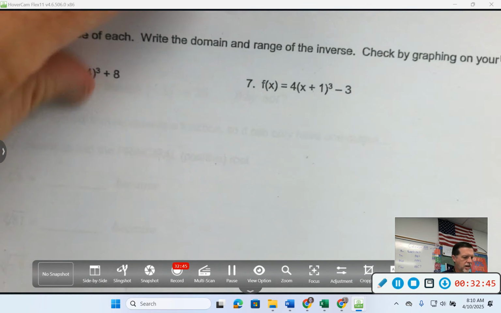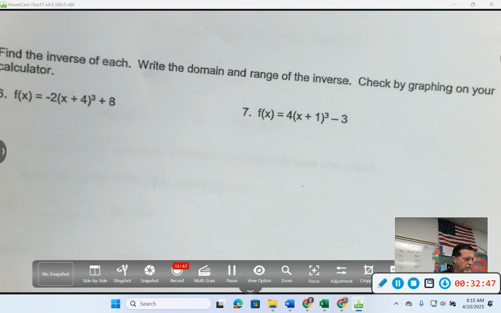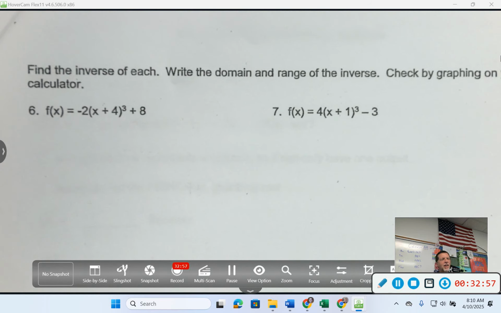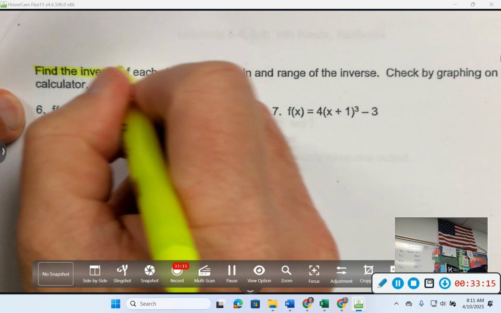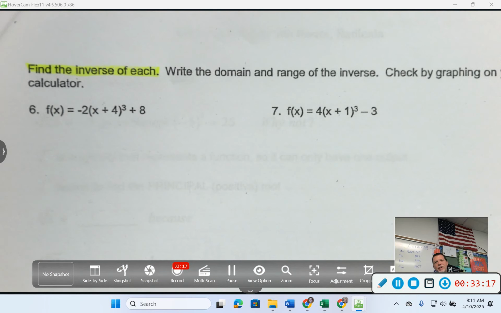6, 7, 8, 9. Let's see. Find the inverse of each. That's easy enough. Write the domain and range of the inverse. But we talked about domain and range already. It's always all real numbers. Now when you switch x and y, that switches the domain and range. But if they were both all real numbers, and you switch them, then they're still both all real numbers. So all of that to say, pretty much all you got to do on that one is find the inverse of each, because domain and range is always all real numbers.